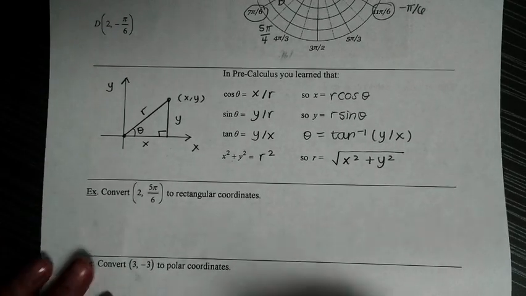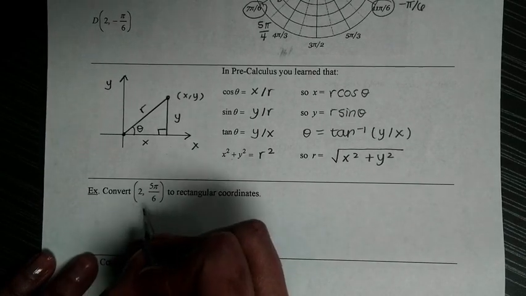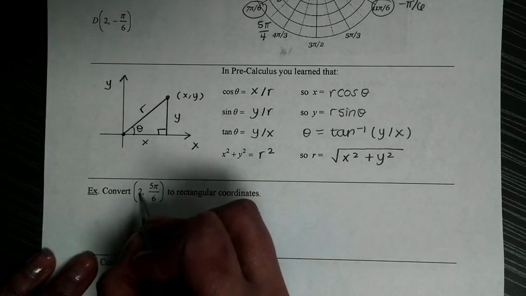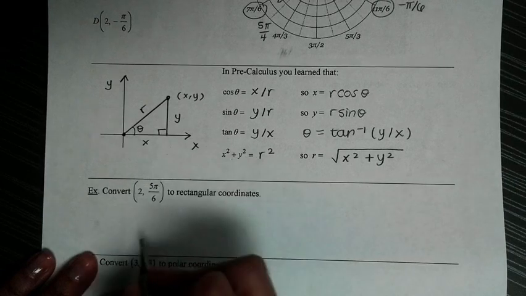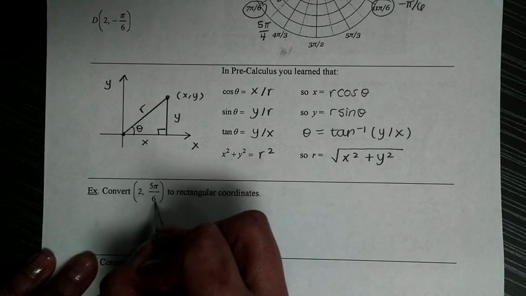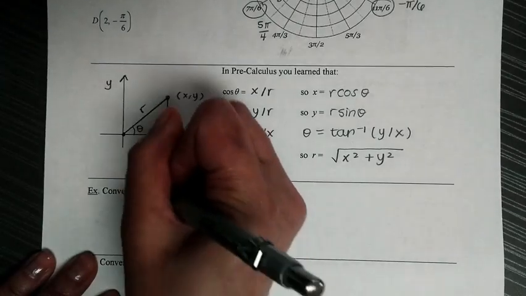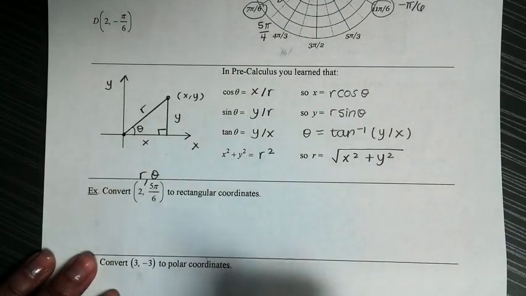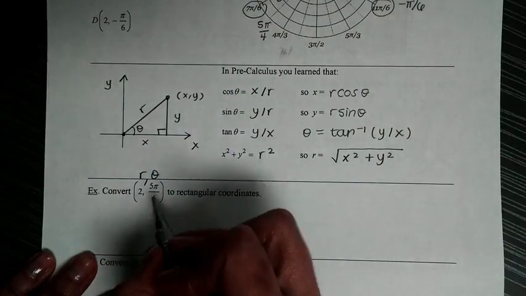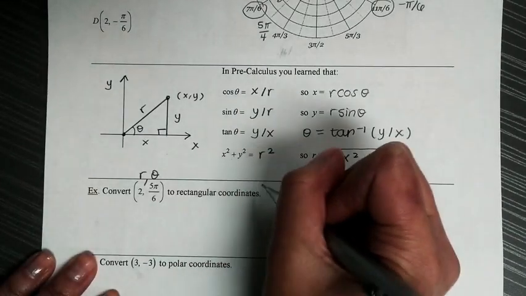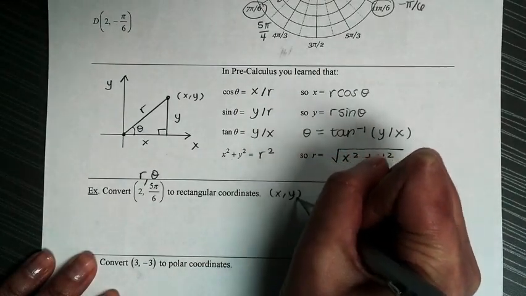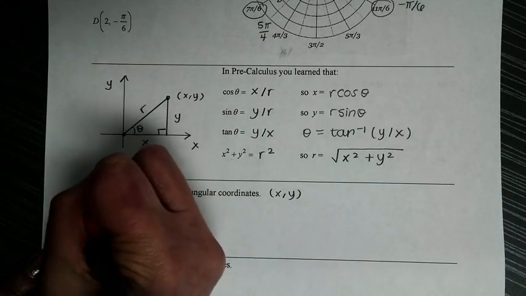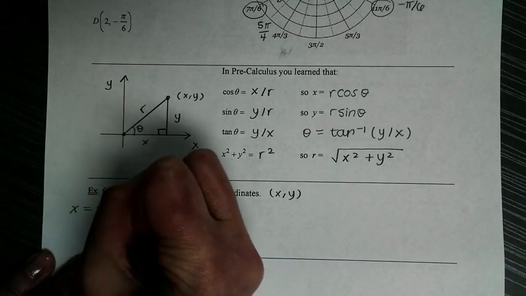Now I'm going to refresh your memory about how to convert polar coordinates into rectangular coordinates. They tell you 2, 5 pi over 6 to rectangular. What you see here is that this is r and this is theta. Do you agree with that? If I want rectangular coordinates, aka I want x, y, what are we going to do? You know that x is going to be equal to r cos theta.